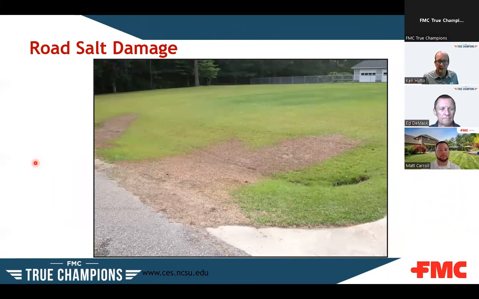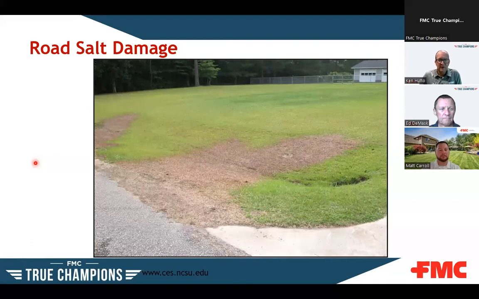Here's one that if you live in the cool season market, certainly quite common. This is road salt damage. Notice the pattern again. It's starting from the road and going away from the road, following the drainage of the water, following where a snowplow may be going. So in the low areas is where you're seeing the most concentrated areas of damage, where that salt is concentrated.